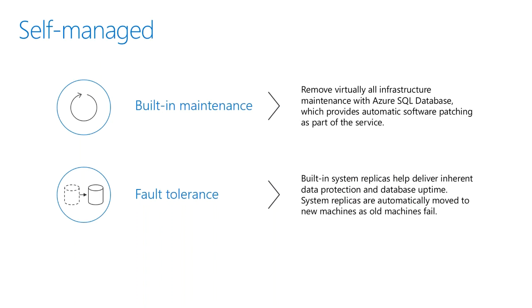In the self-managed environment, it's built-in maintenance. It removes virtually all infrastructure maintenance from the Azure SQL database platform. It provides automatic patching as part of the service. No longer do we have to worry about, do we patch on the cycle of the primary or the secondary, and it's fault tolerant. It allows system replicas to automatically move should a machine fail.